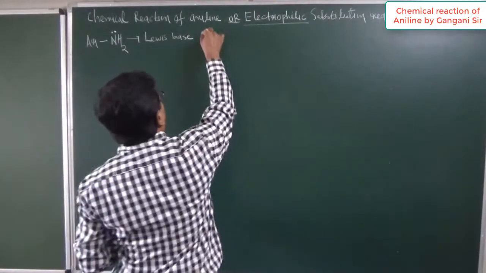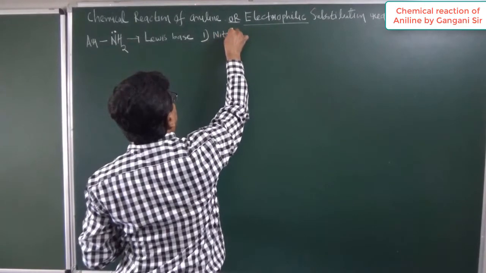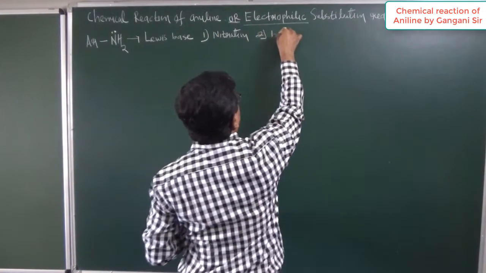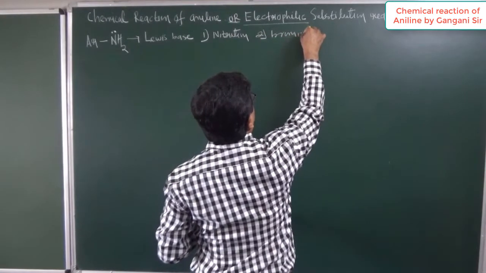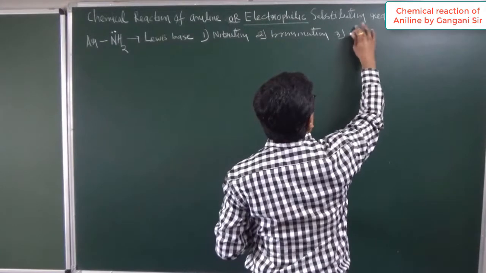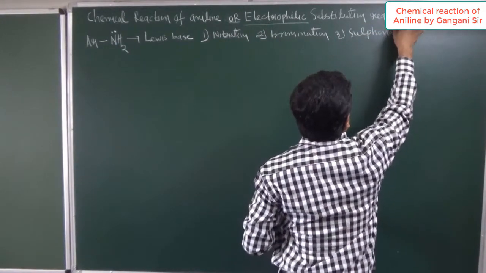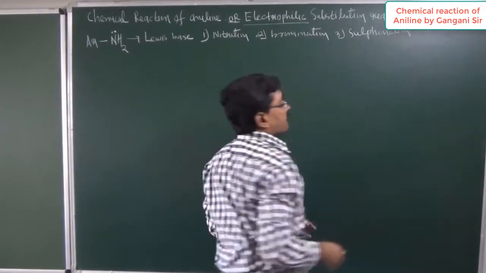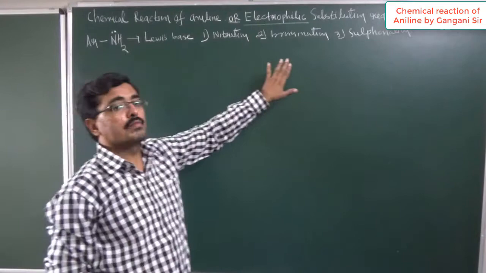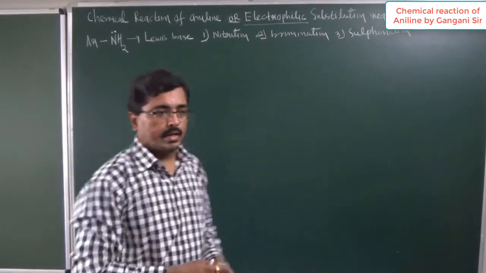Now one by one we have to study three types of electrophilic substitution reaction. First is nitration, second is bromination, and third is sulfonation. So totally three reactions we have to study. First we will study nitration of aniline, then bromination of aniline, and then sulfonation of aniline.